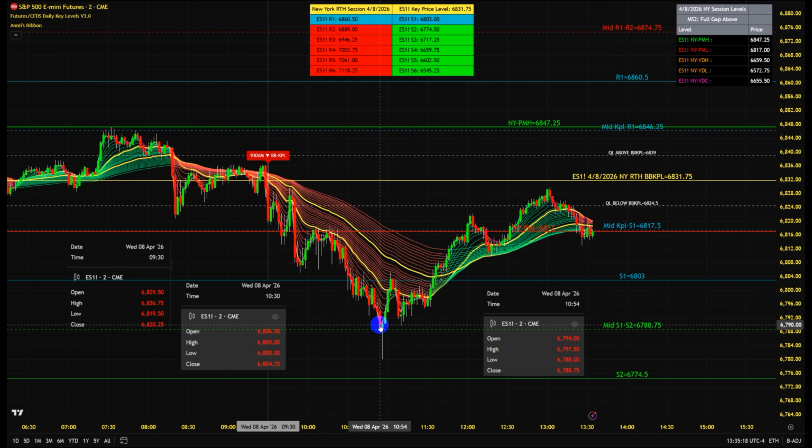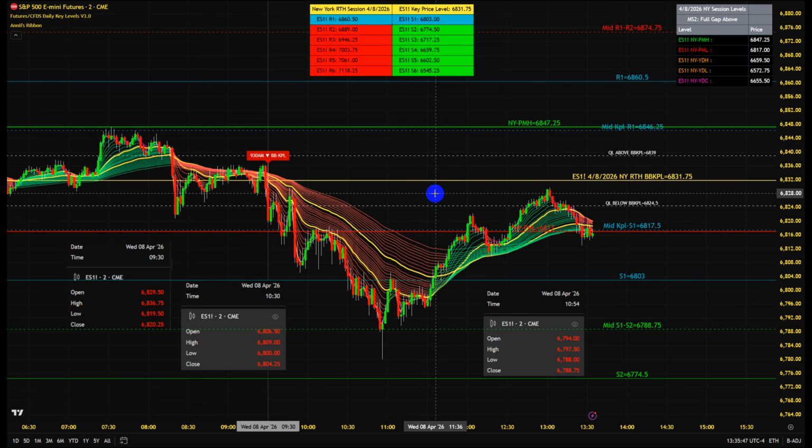The 10:54 a.m. 2-minute candle hits the mid S1 S2 level. That was the regular trade 1.5 level move. 67.88.75 hit. So that's going to be 31.50 points from the original entry. At $50 a point on one regular E-mini contract, that is going to be $1,575 profit.